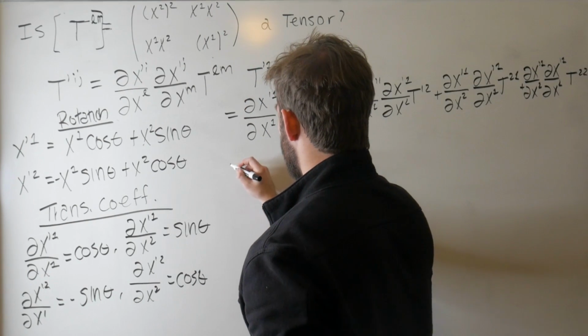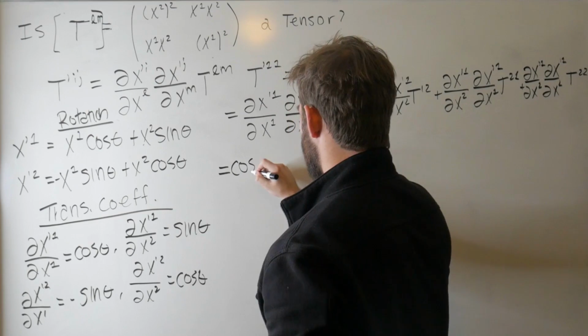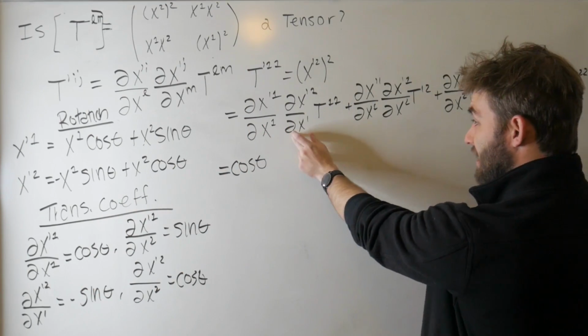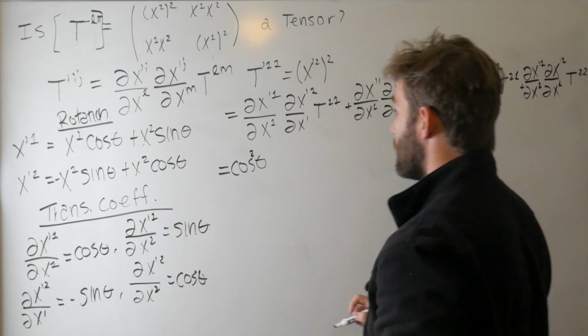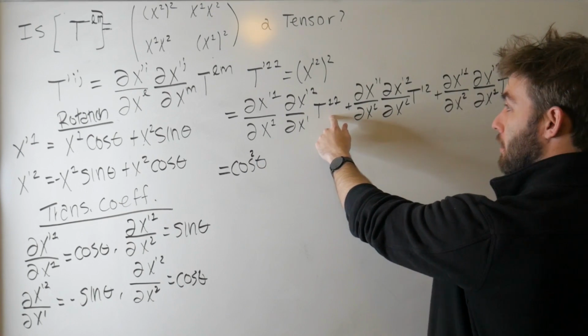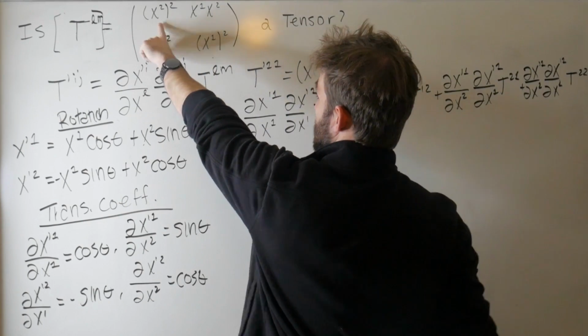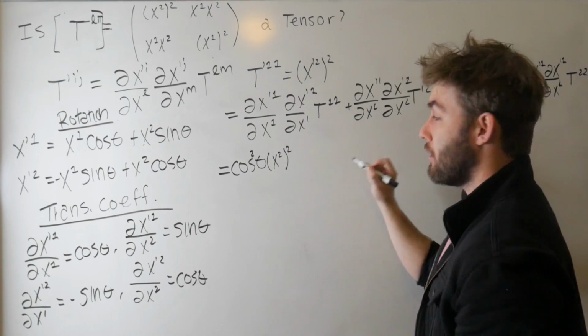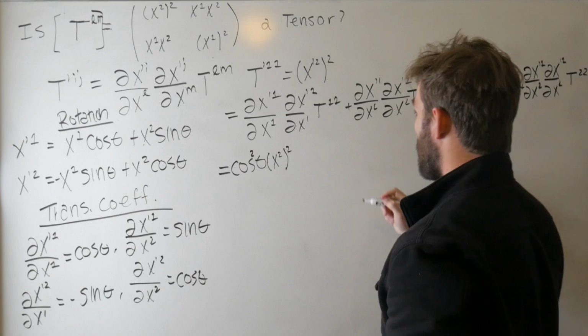So this is equal to cosine theta, so we've got dx prime 1, dx1 is this, and then again, so this is just cosine squared theta, times t1,1, that's just this matrix element here. So we've got x2 squared. On to the next one.